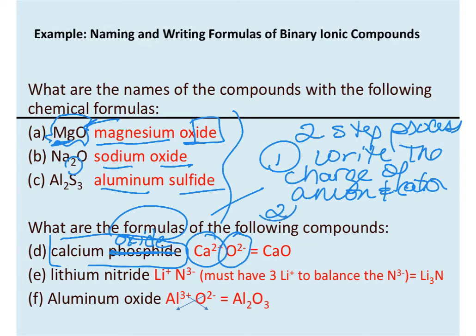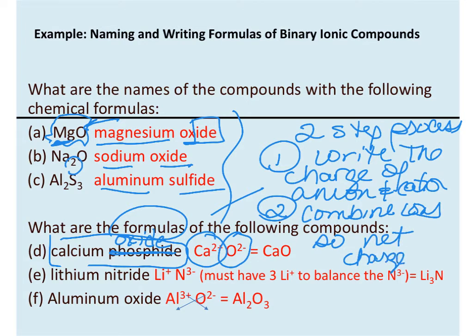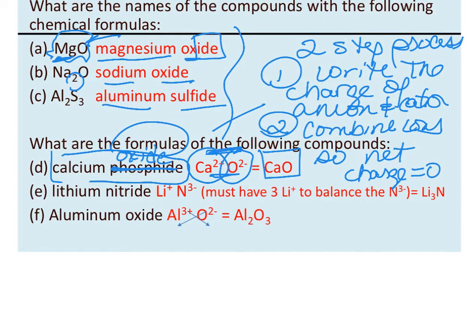Step two is then combine the ions so that the net charge is 0. Okay, so in other words, you want the total positive charge to equal the total negative charge. And if the charges are the same but opposite here, you just put them together in a 1-to-1 ratio. All right, so let's look at another one for a moment. Move that up. All right, lithium nitride.